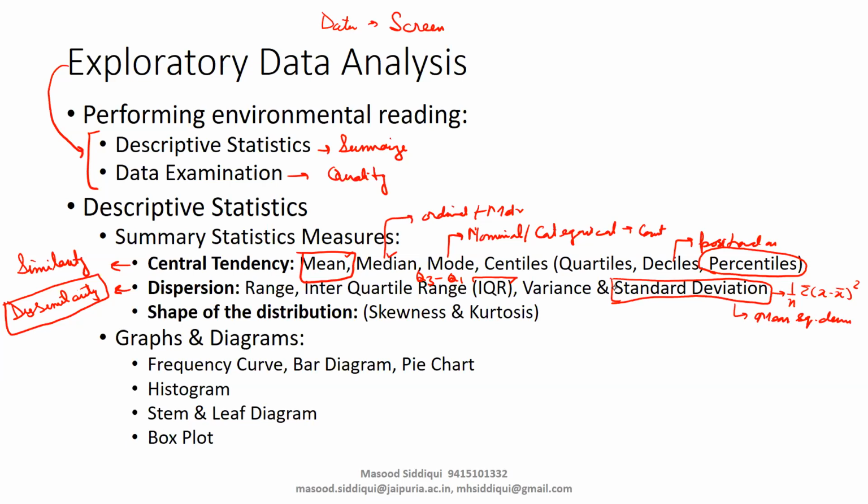So it gives us the indication of variability present in the data. After that, we have two other measures. They are termed as shape of the distribution, whether our data is symmetric or not, or whether our data has a normal flatness or data is highly peaked or highly flat.